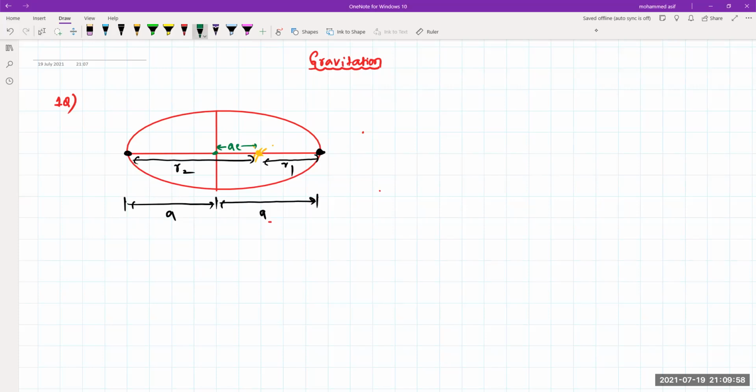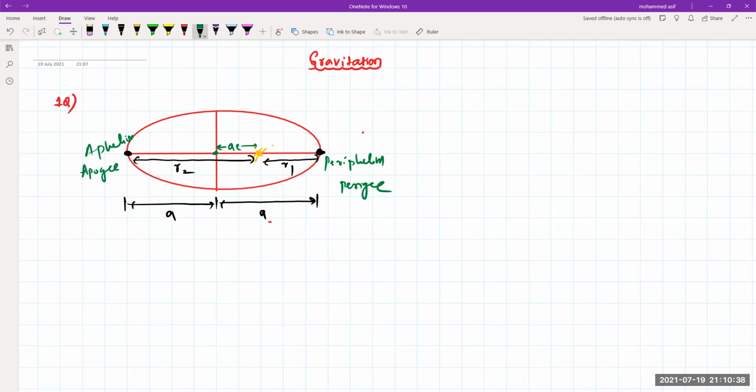I hope you have a fair idea related to the ellipse. If the Earth is very near to the sun, this distance is known as perihelion. If it is very far, it is known as aphelion, or also known as what? Apogee. Very important for your mains examination. When the Earth is nearer to the sun, this is known as perihelion, or perigee. If the Earth is at a larger distance, this is known as apogee, or also aphelion. Is that clear? Yes, sir.